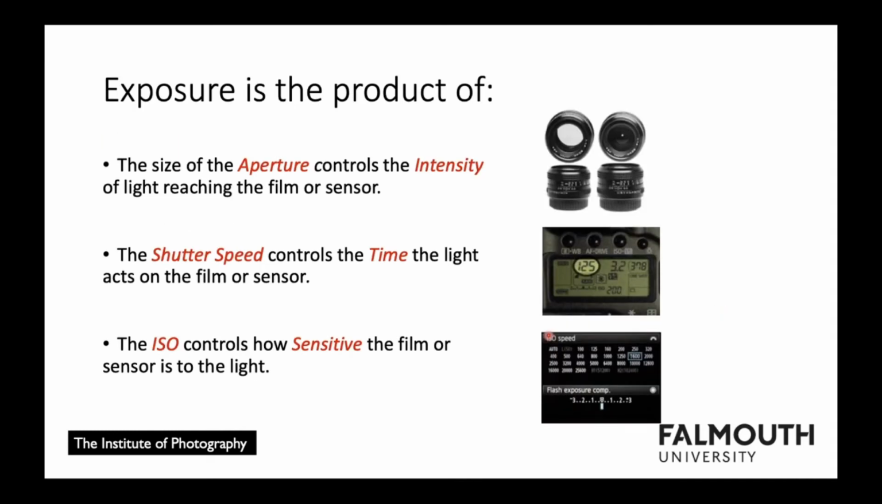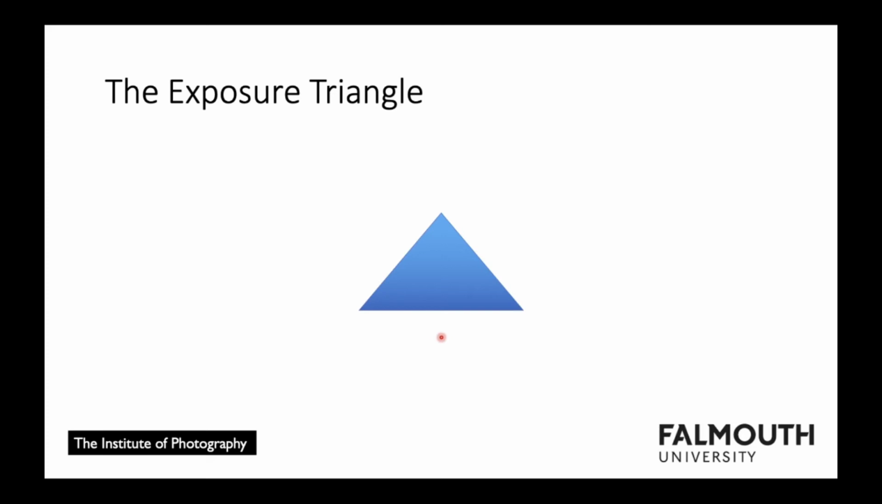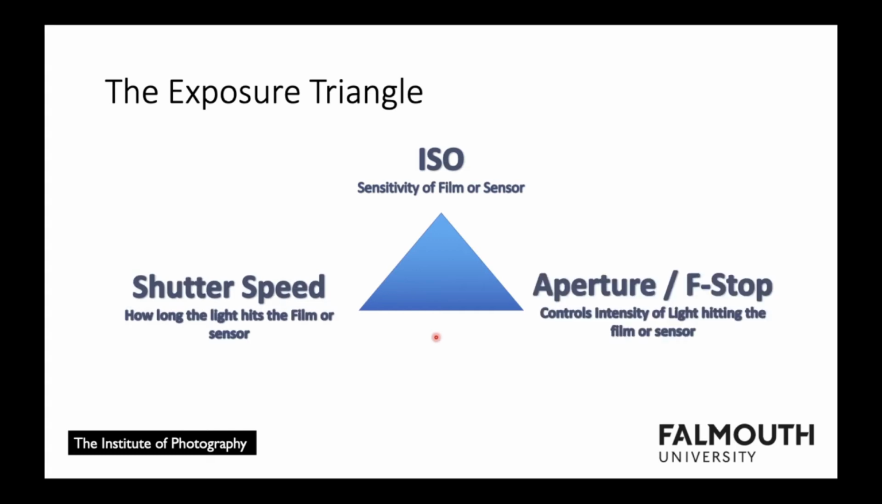And the exposure is a product of these 3 things. The size of the aperture that controls the intensity of that light reaching the film or sensor. The shutter speed, this controls the time that light has acting on the film or the sensor. And then the ISO, that controls how sensitive the film or sensor is to light. And these 3 things together are called the exposure triangle. ISO, shutter speed, and aperture.